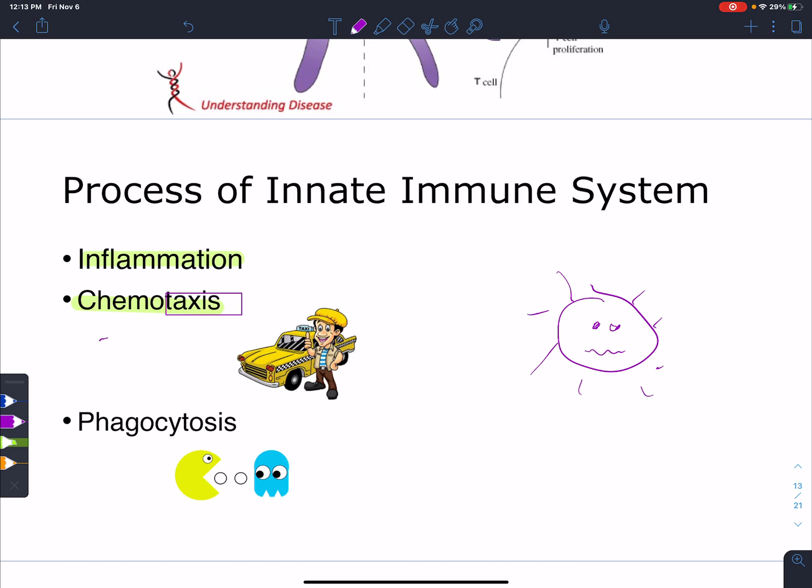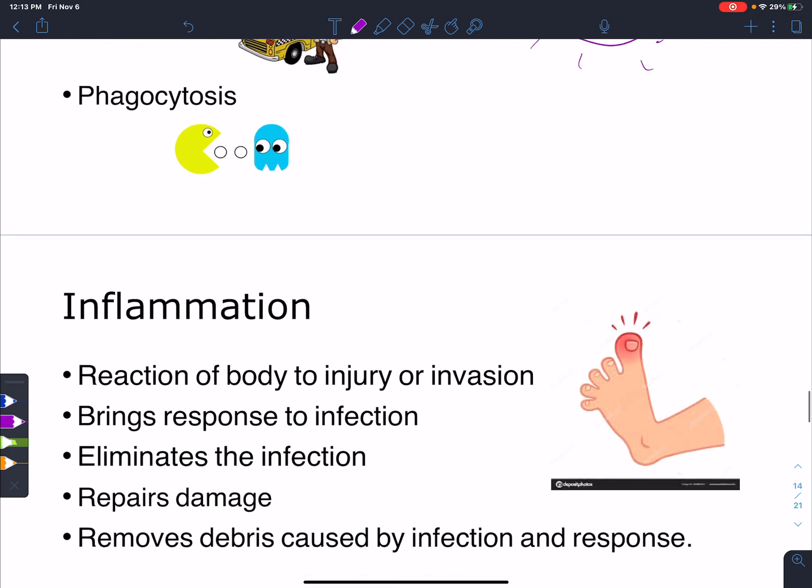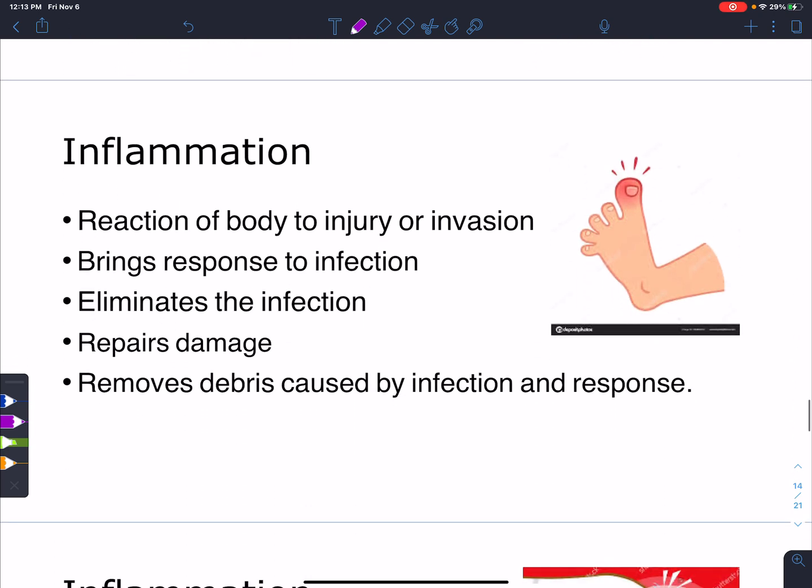And then we have phagocytosis. I found this little Pac-Man guy. I always look at phagocytosis as Pac-Man. It's eating that. So what is inflammation? Inflammation is the reaction of your body to an injury or invasion. Here's an injury: hit my big toe, or did you cut your toenail too short and you've now got a bacterial infection in there. Either way, we've got to do something with it. So imagine that invasion of that bacteria. What could be one of those bacteria? Well, let's just go with Staph aureus right now.